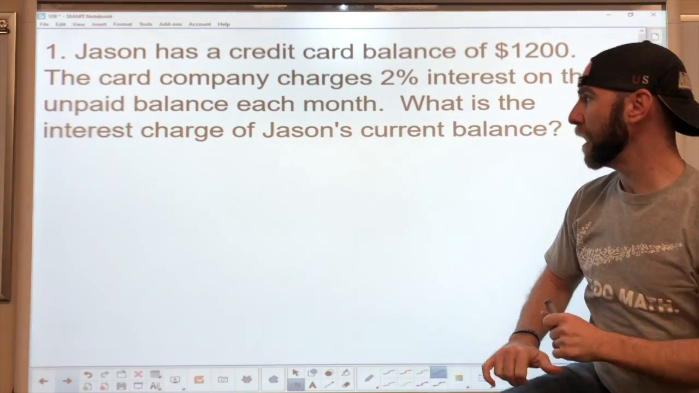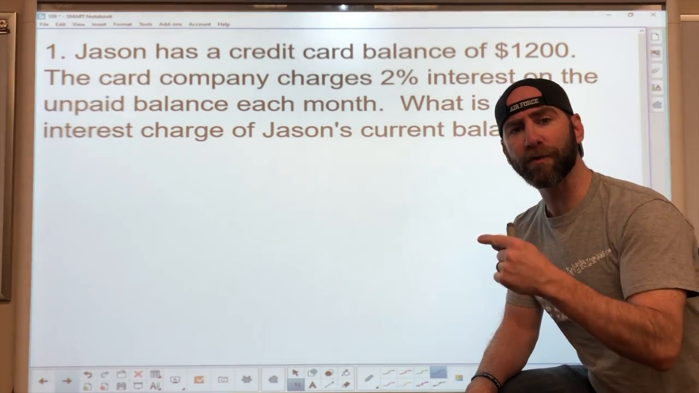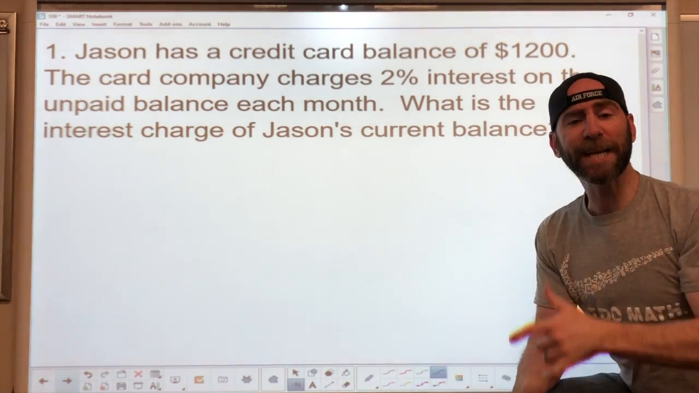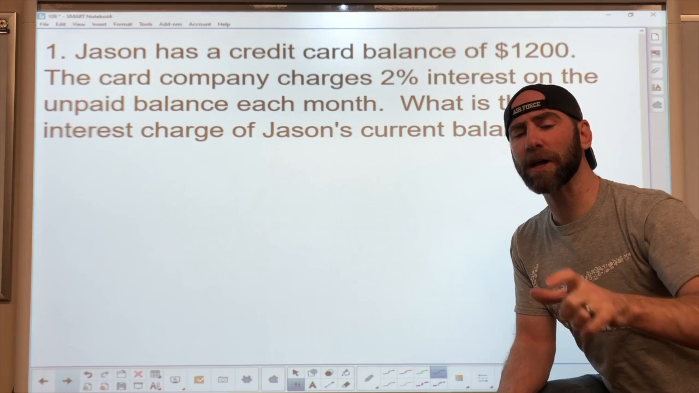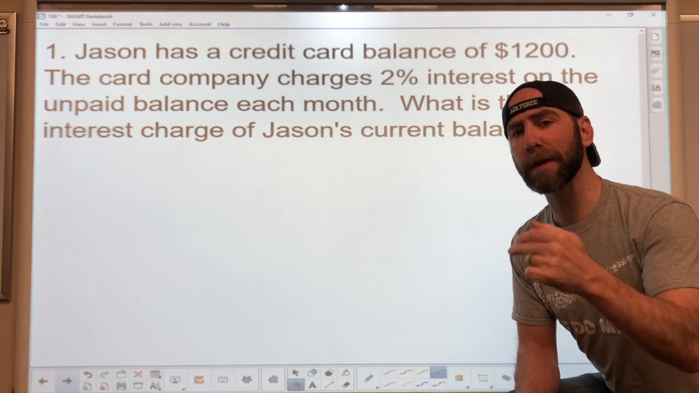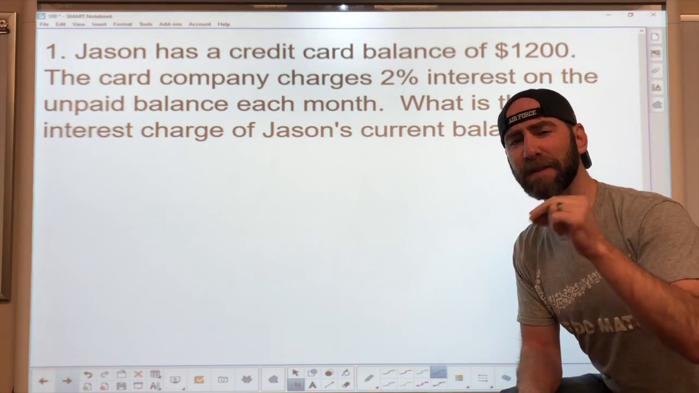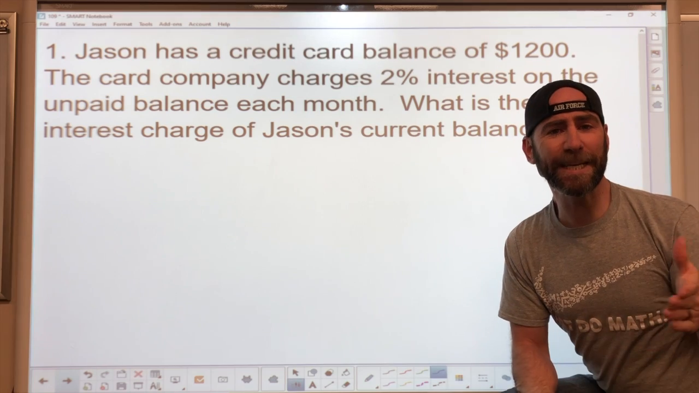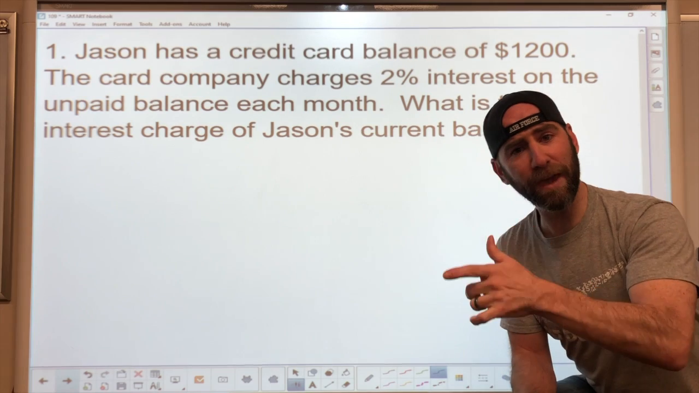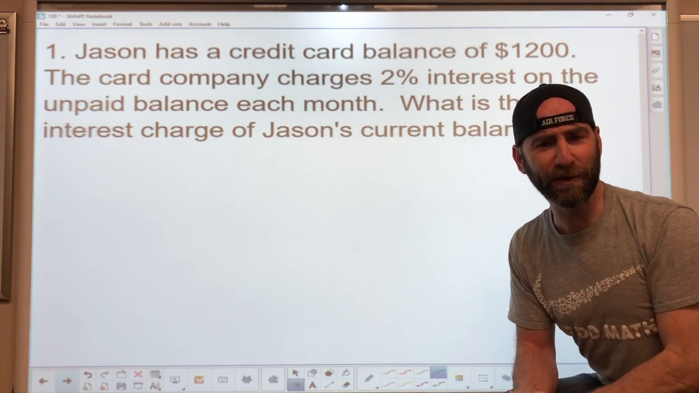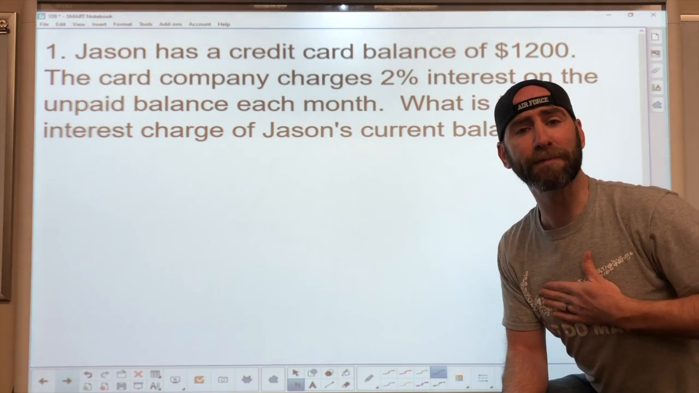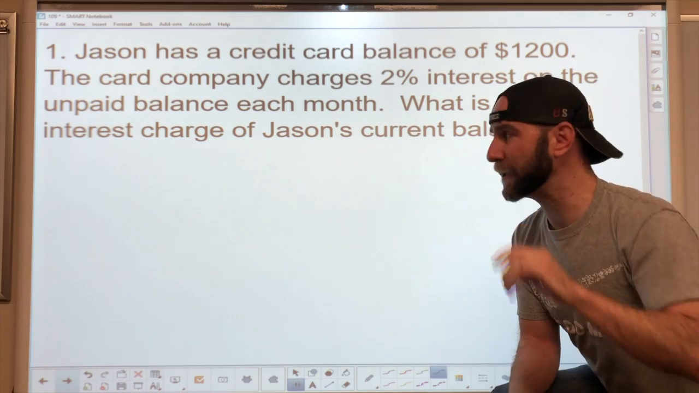Here's the situation that we're going to work through, and this is going to be our one problem that we're going to spend time working through. Jason has a credit card balance of $1,200, but the card company charges him 2% interest every month. In other words, Jason borrowed money from the card company, and the card company said, okay, we'll give you the money, but we're going to charge you interest in order to allow you to borrow this money. So we're going to make money off of the money that we give to you.